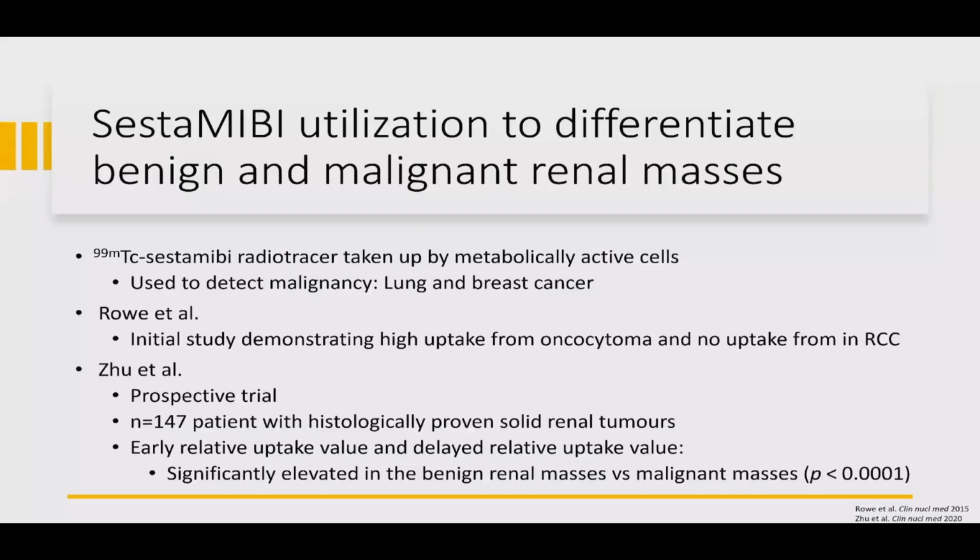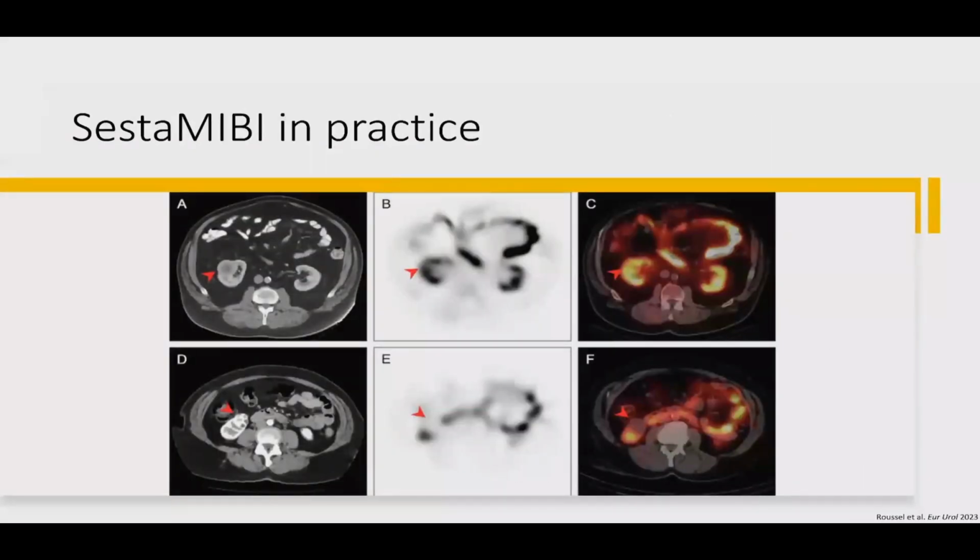And Zhu and colleagues then published results of their prospective trial, which assessed uptake in benign versus malignant lesions. And they included 147 patients with histologically proven solid tumors. And they found that both early and delayed relative uptake was significantly elevated in benign lesions when compared to malignant lesions. So these images are examples of System-AB study.